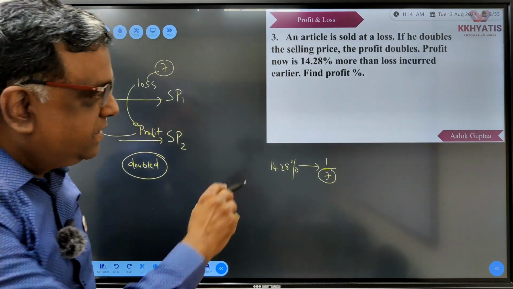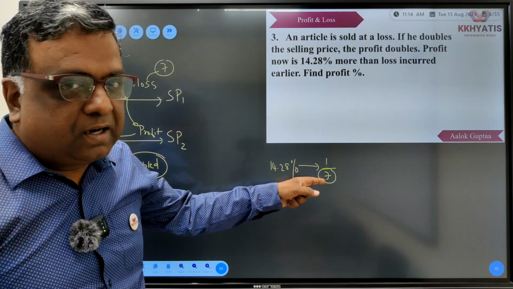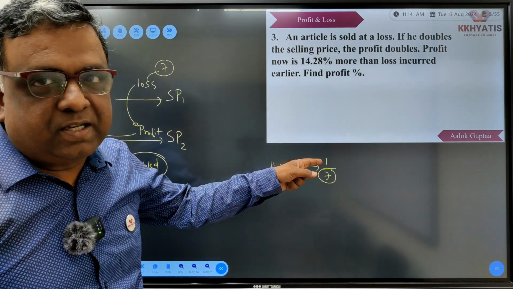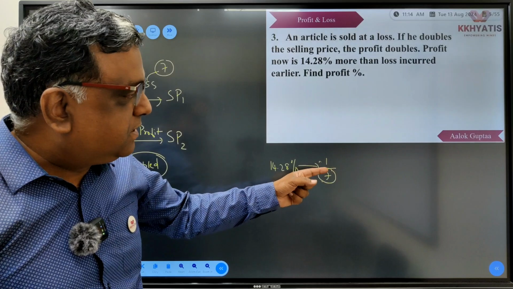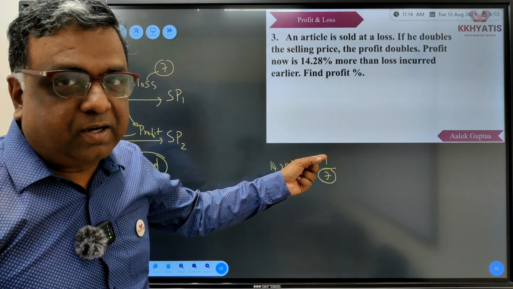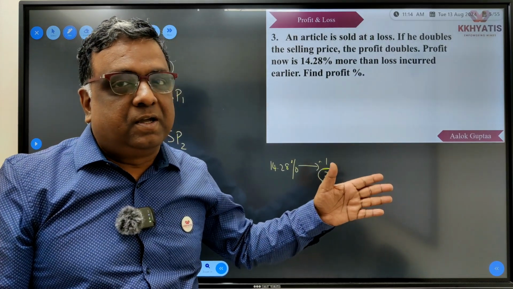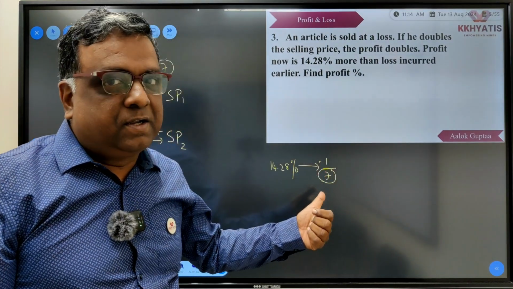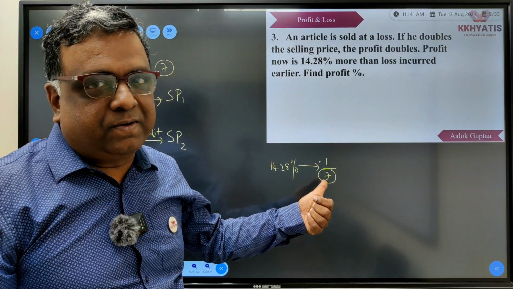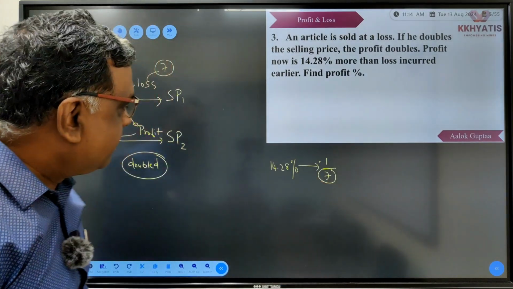I've shown how to read these fractions. This is the earlier value, this is the increase or decrease value. The new value will be, if it is increased, 7 plus 1, or if decreased, 7 minus 1. I've explained this concept in my percentages videos. Go and look at the concepts there if you have to understand this kind of reading of fractions.